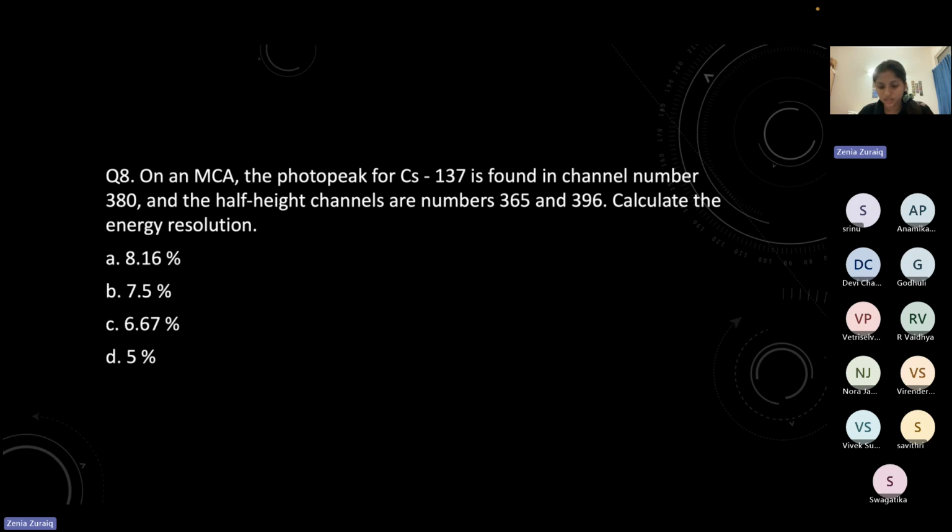Yeah, one person says A. I think we can move to the answer. We are running a little short of time. The answer is actually A. So others, please check where you've gone wrong.